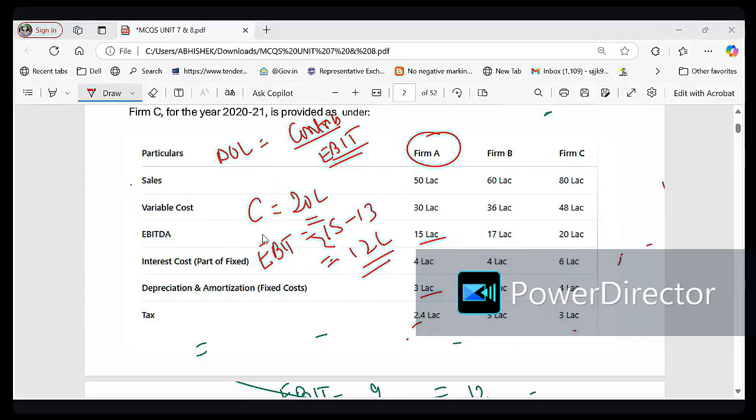Just now we have calculated the EBIT. So EBIT is how much? EBITDA minus depreciation. So it is 12 lakh. So now what you have to do?